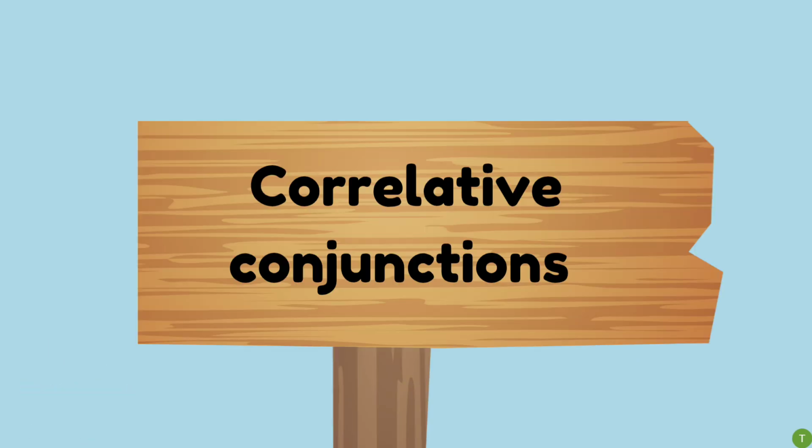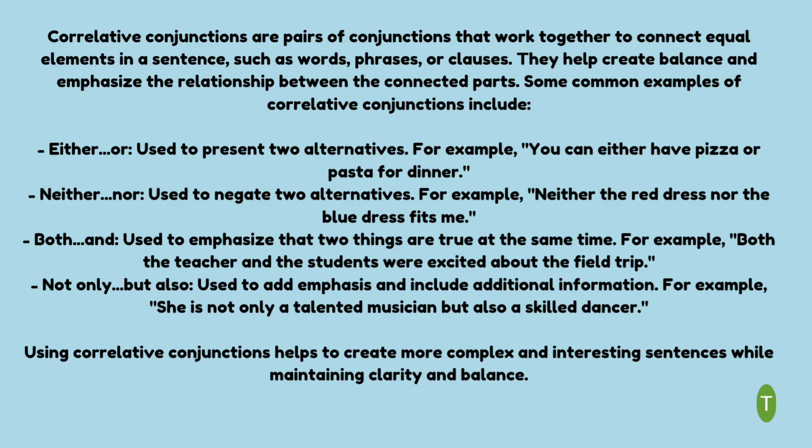Now it's time to learn the third type, correlative conjunctions. Correlative conjunctions are pairs of conjunctions that work together to connect equal elements in a sentence, such as words, phrases, or clauses. They help create balance and emphasize the relationship between the connected pairs. Some common examples of correlative conjunctions include either, or.